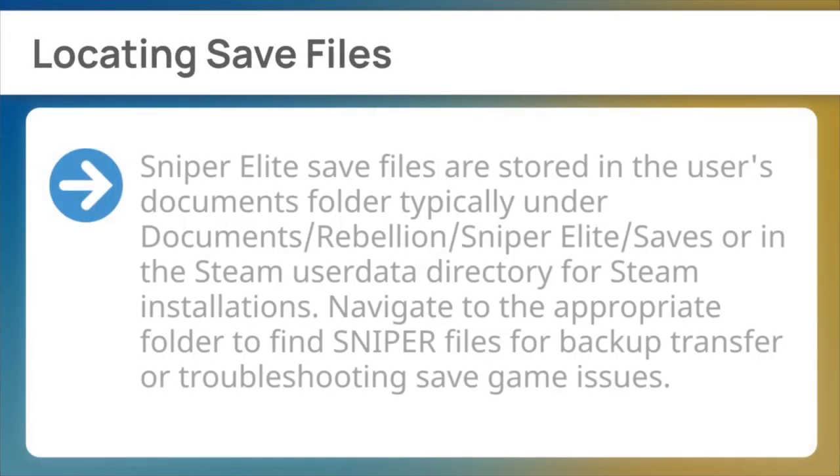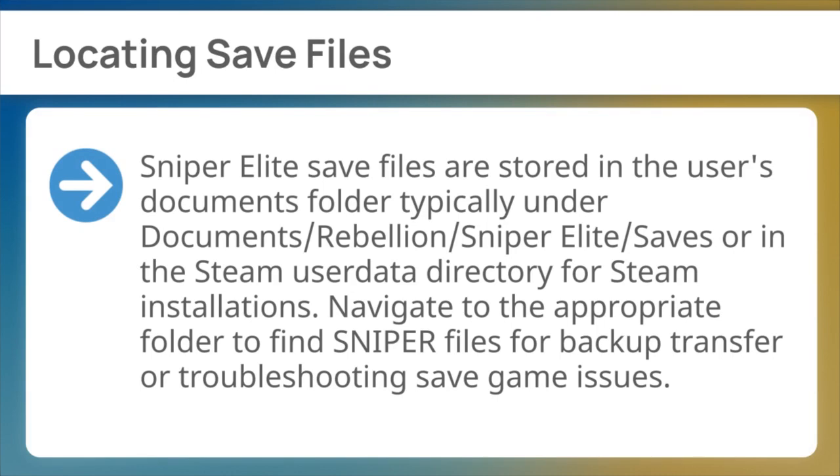First, locating save files. Sniper Elite save files are stored in the user's documents folder, typically under Documents, Rebellion, Sniper Elite, Saves, or in the Steam user data directory for Steam installations. Navigate to the appropriate folder to find Sniper files for backup, transfer, or troubleshooting save game issues.